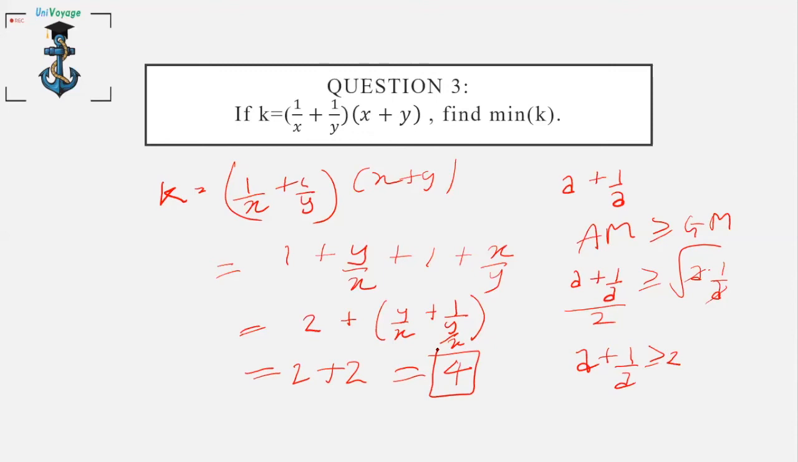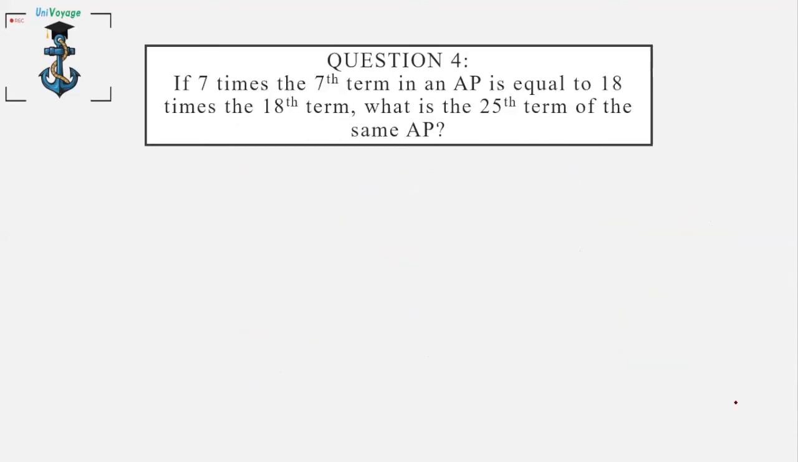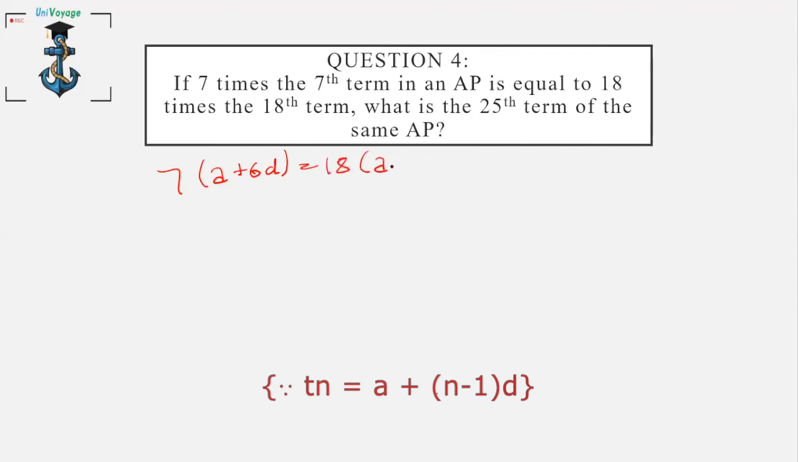There you go. Let's go on to the next question. If 7 times the 7th term in an AP is equal to 18 times the 18th term, what is the 25th term of the same AP? So let's write this. 7 times the 7th term, which is a plus 6d, is equal to 18 times the 18th term, which is a plus 17d.